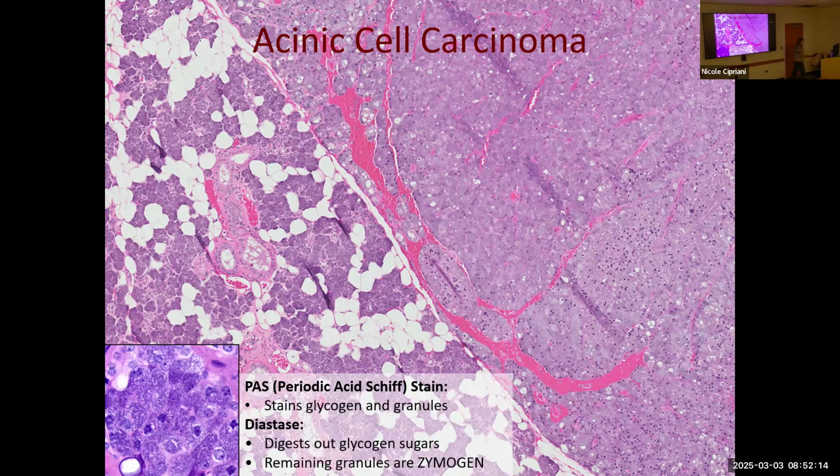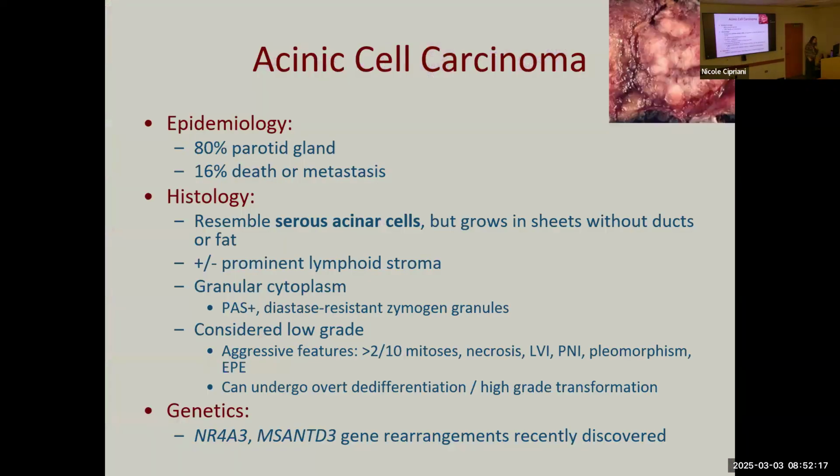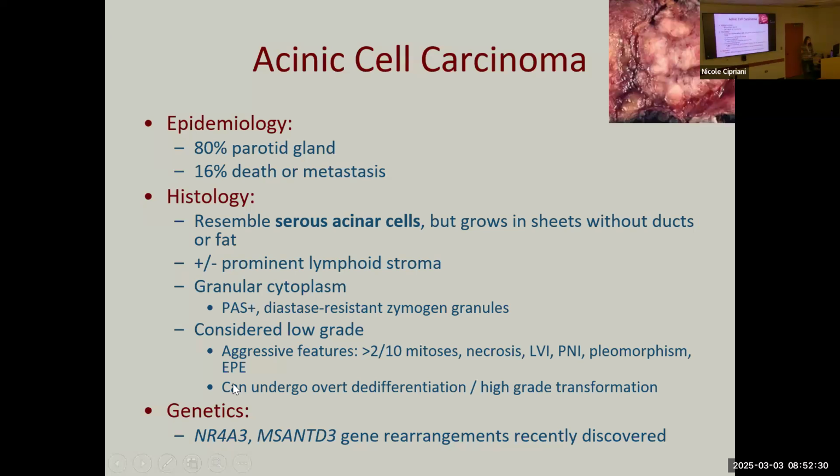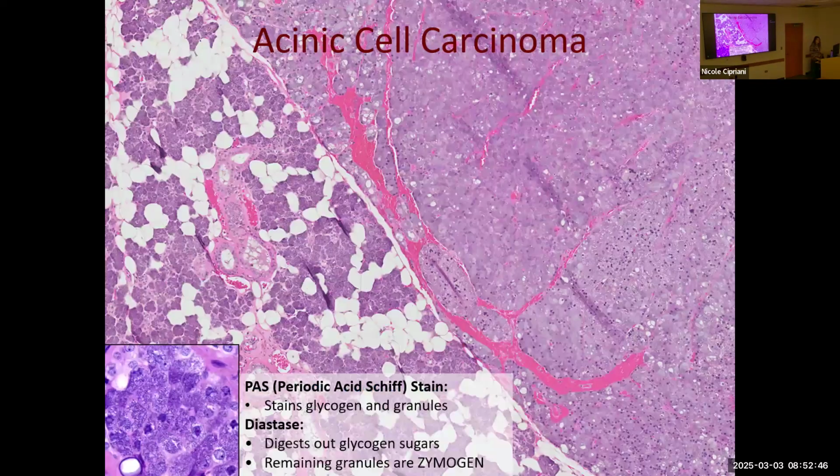The other thing that this tumor stains for, which I'm not sure I have on this chart, is DOG1. So sometimes in cytology, we've seen them use DOG1 on a cell block because it will often stain the apical border of these cells. There are recurrent gene rearrangements in NR4A3 and this other gene, MSANTD3. But usually this is provable on morphology. Usually we don't need the genetics for this one because it's so overtly obvious.